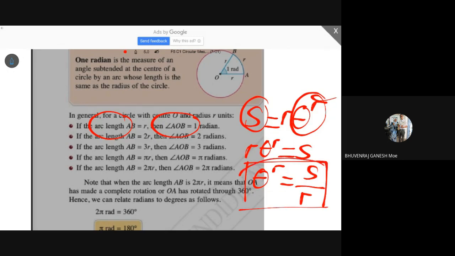Kamu boleh lihat kat sini. Theta radian berkadar langsung dengan S. But theta radian is berkadar songsang dengan jejari. The value of the angle is inversely proportional to the radius, but directly proportional to the length of arc. Okay? So, semakin besar the sudut, semakin besar dia punya panjang lengkok.